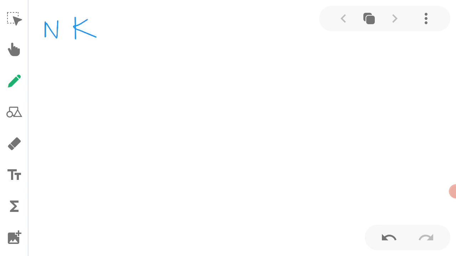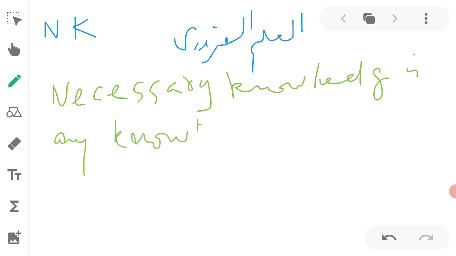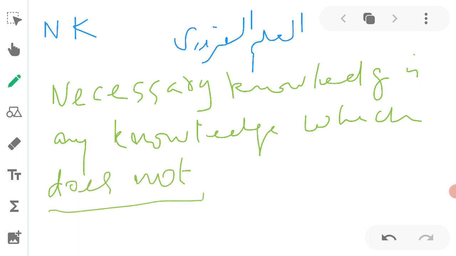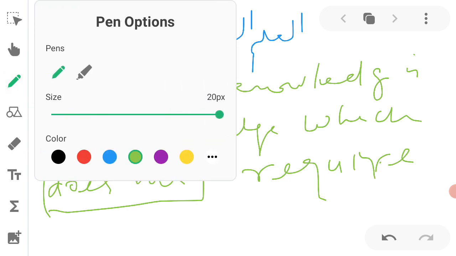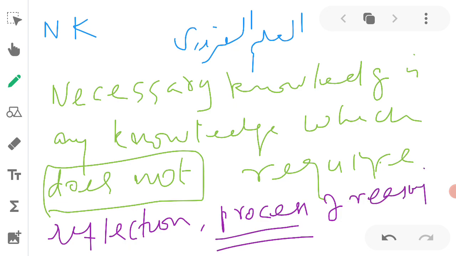So that's istidlal. So now we're ready to go back and define our necessary knowledge, al-ilm al-daruri, a bit more clearly. So necessary knowledge is any knowledge which does not require reflection, it doesn't require a process of reasoning.